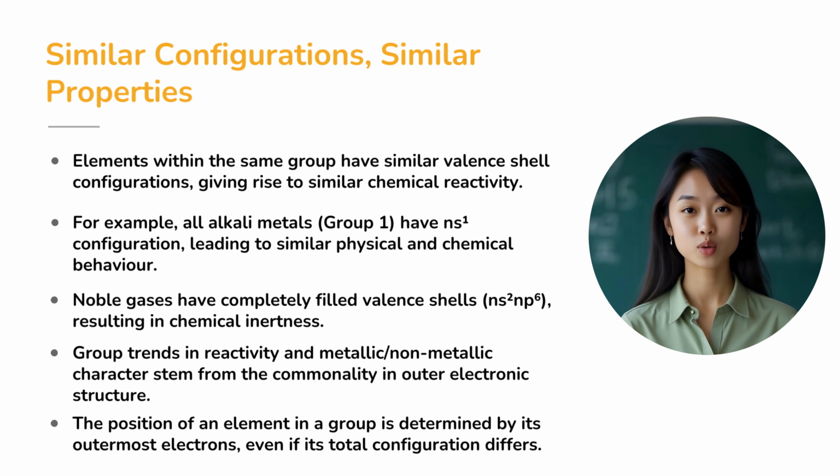Now, let's explore the vertical structure, the groups. If you pick any column, say group 1, you'll find all the elements have 1 electron in their outermost s orbital, written as ns1. That includes lithium, sodium, potassium, and so on. Because they all share this valence configuration, their chemical behavior is remarkably similar. They're all soft metals, react violently with water, and form strong bases like sodium hydroxide.